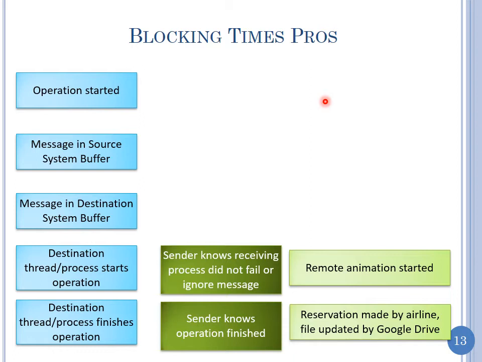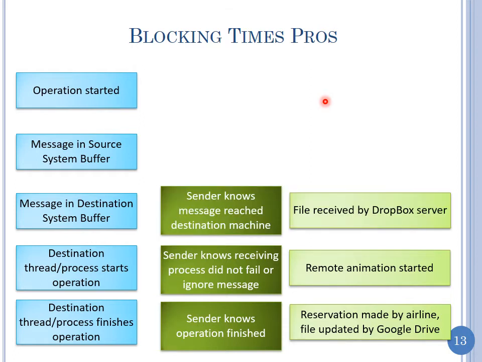Here the guarantee is that the receiving process reached the destination and the process is alive because it has consumed the message. And as long as the operation doesn't kill the process, the operation will happen. So if I'm starting an animation which takes a long time, I might not want to wait till the animation finishes, but I want to just guarantee that the animation really started. And if then the animation doesn't start, maybe I'll get some other kind of feedback from the user.